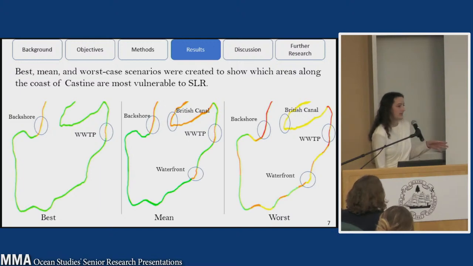And then we get to the mean case scenario and we have about the same thing, but now we have the waterfront and the British Canal also showing up as moderate risk. And then we get to the worst case scenario, and now all those areas that were once at low risk are either at high risk, moderate risk, or very high risk. And then backshore and the wastewater treatment plant actually went up to very high risk, and then the British Canal and the waterfront went up to high risk. But what does this mean?